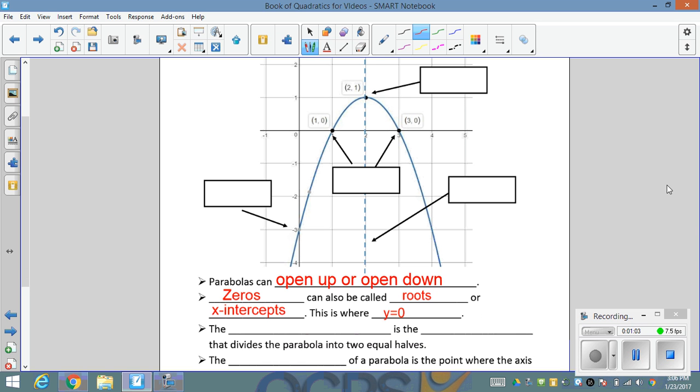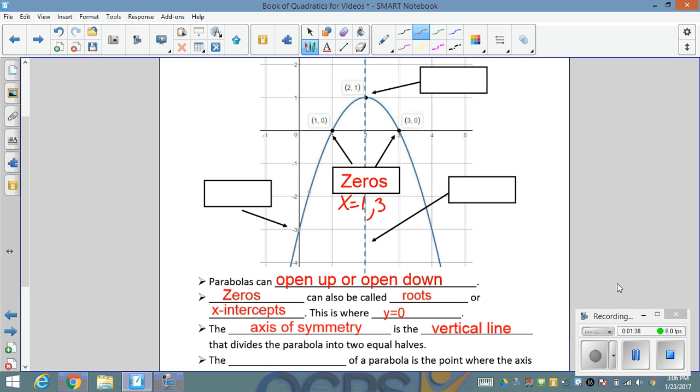Some definitions. Zeros can also be called roots or x-intercepts. And this is where y equals 0. So if we look on our graph here, our zeros are pointing to our x-intercepts. Now I should be careful because x-intercepts are points whereas zeros are just the x-coordinates. So here my zeros are x equals 1 and x equals 3. That's the x-coordinates of the x-intercepts.